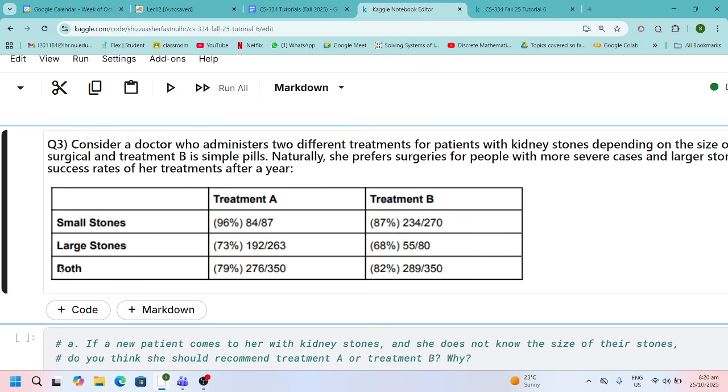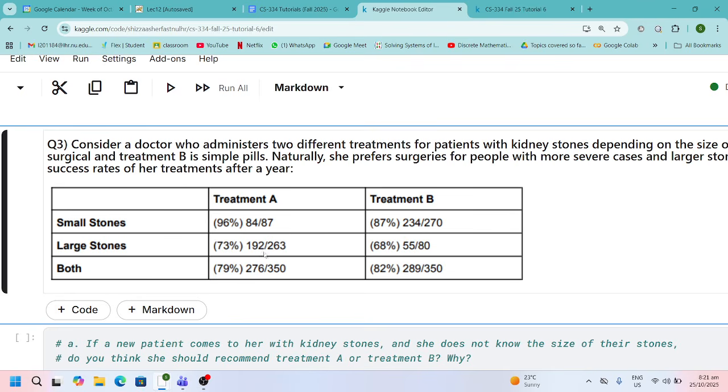Alternatively, when you combine these results for both kinds of stones, you observe that now treatment B has a success rate of 82%, while treatment A has a success rate of 79%. So you could also say that the doctor should recommend treatment B because overall it performs better. Overall, it has a better rate of success.